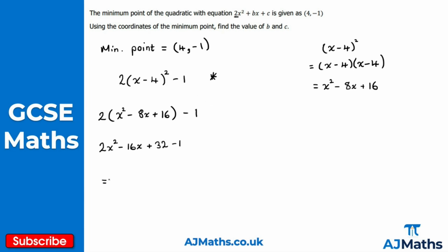And all I need to do now to finish is just simplify this quadratic. So I'm going to get 2x squared. We've got minus 16x here. We can't do anything else with that. And then I've got 32 minus 1 giving me positive 31 there. And there we have it, that's our solution. So we can now identify the value of b and c. So b is the coefficient of x, which would be minus 16. And in that case, c is equal to the constant at the end, which is 31. And there we have it, so that's our solution.